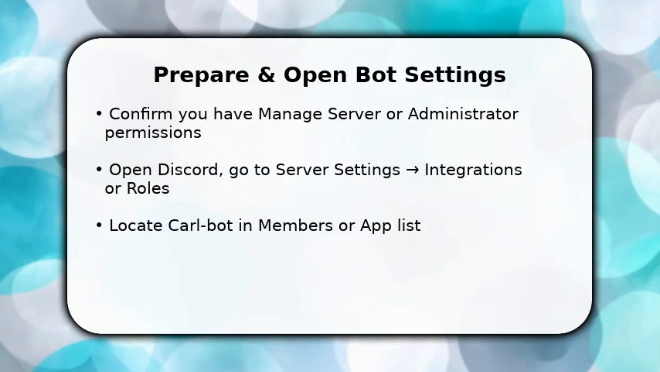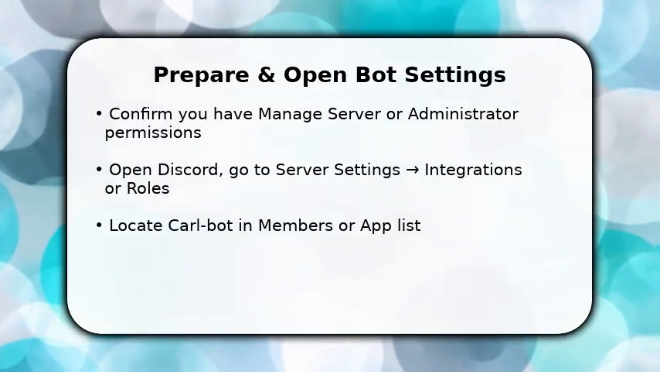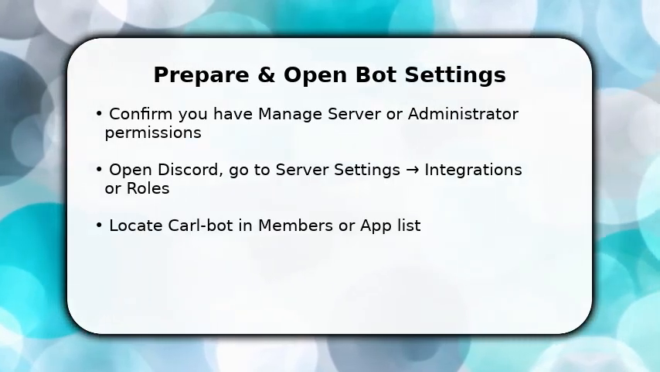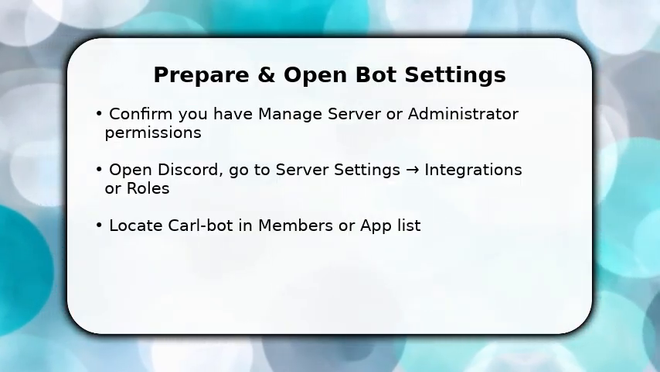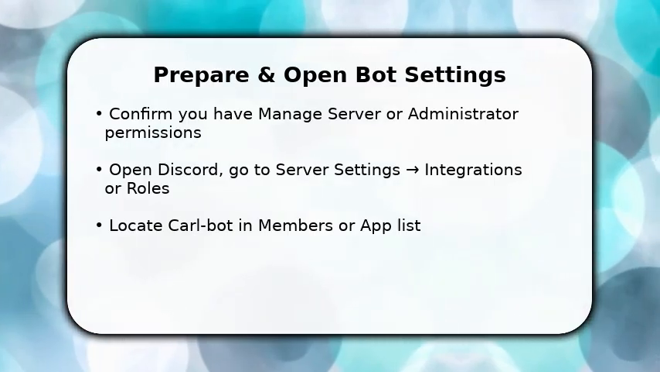You already have the needed permissions. Now act. Open Discord and go straight to the server. Once there, open server settings and pick integrations or roles depending on your UI. Find CarlBot in the member list or the apps section. Select it. You need to see its assigned role and any welcome message automation entries.